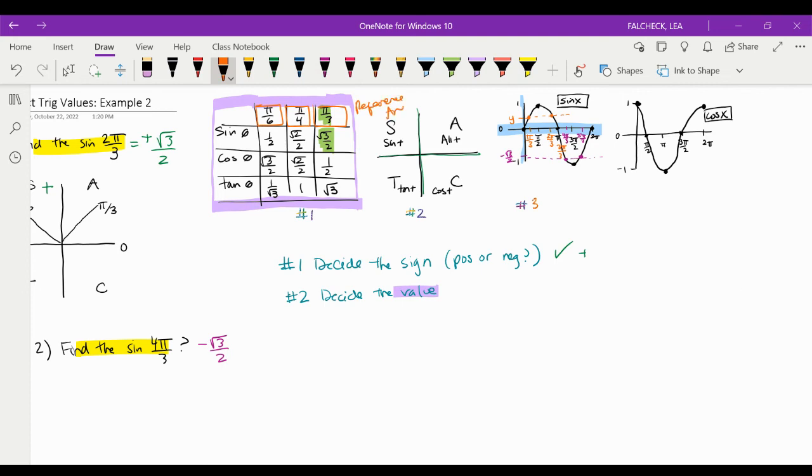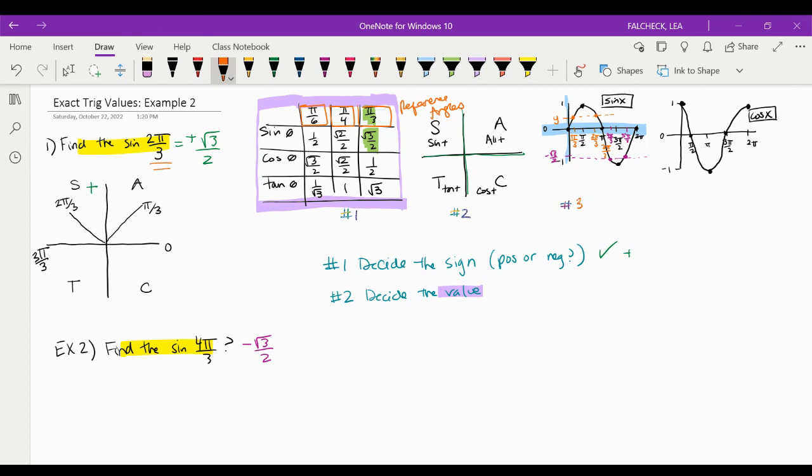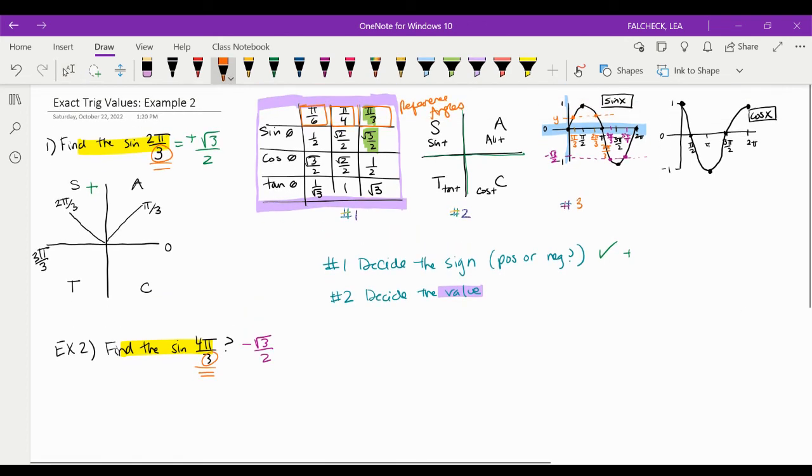Reference angles. And you'll notice that whenever they ask you to find the exact value of a common trig ratio, the denominator is always going to be a 3, a 4, or a 6, because you need to use these reference angles up top to get the appropriate value on the chart.